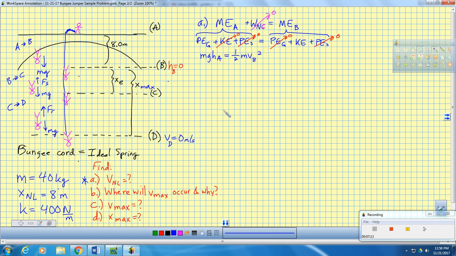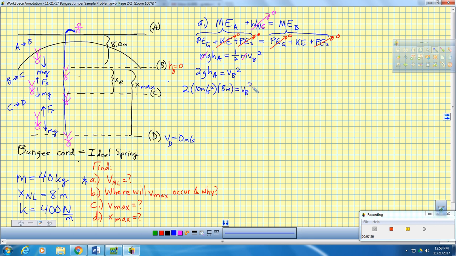And then let's start solving. So the mass of the person, at least for this section of the problem, cancels out. And we get that 2 times g times the height at A is equal to velocity at B squared. So this is 2 times 10 meters per second squared times the height at A, which is 8 meters up.